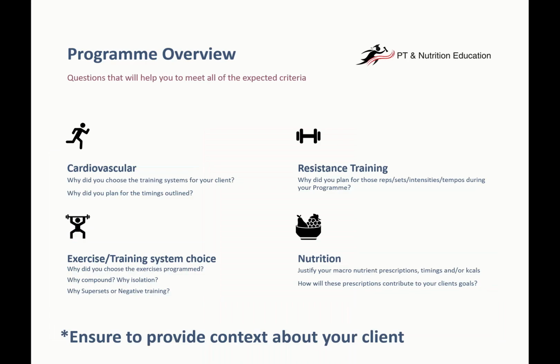Right, so let's delve into some of the key areas which you need to be touching upon in order to provide a thorough justification for your program overview. So these are just questions now that you can be asking yourself in order to ensure that you've met full marks in your learner achievement portfolio. So 4 key areas, which of course are included on your program cards, and that's the cardiovascular, the resistance training, the exercise or training system that you've chosen, and of course the nutritional aspect of your program.